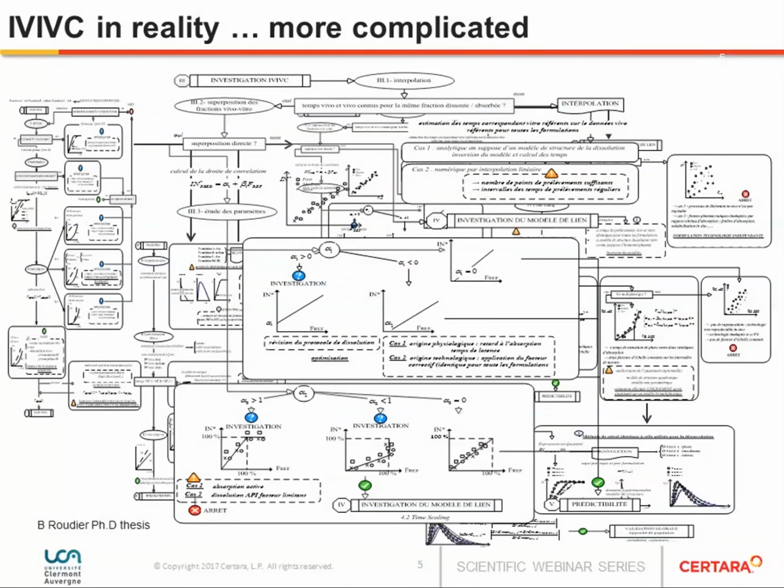IVIVC in reality is a little bit more complicated. You can see on this graph that you have a lot of graphics everywhere and a lot of possibilities. Why? Because very often, and we will see it, the IVIVC is not a straightforward relationship between in vitro and in vivo. You have to adjust the data. Adjusting the data does not mean that you have to change the data, but to try to find the link, and also the possibility to shift, for example, the time or to make a scaling of the time. So when you want to make an IVIVC, you must first understand exactly all the problems.